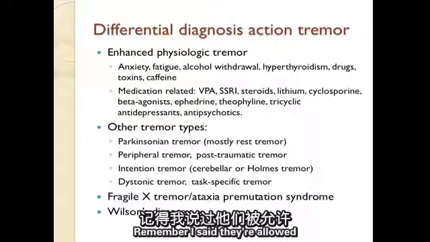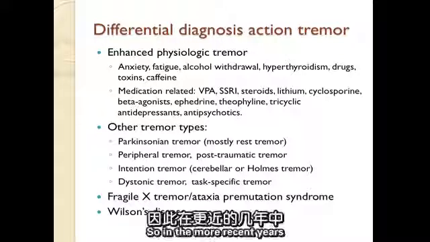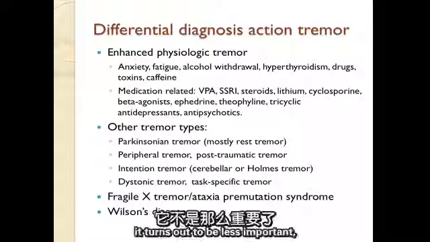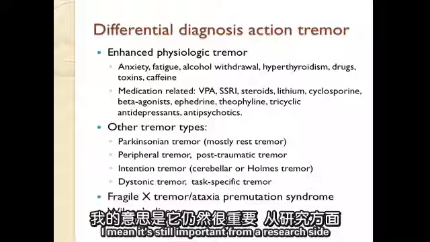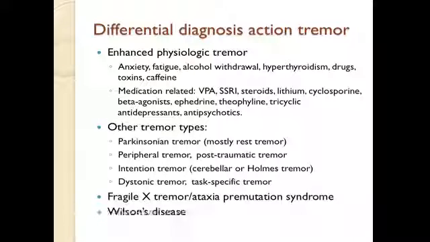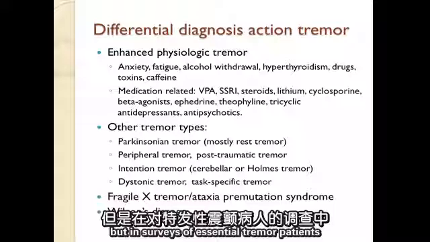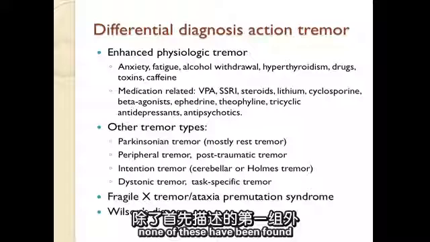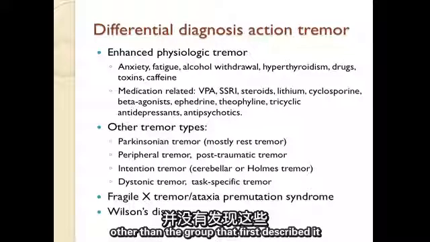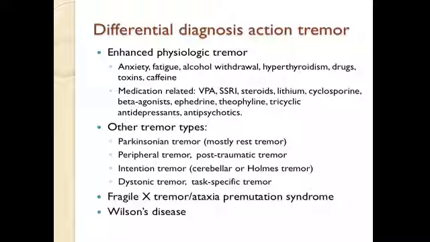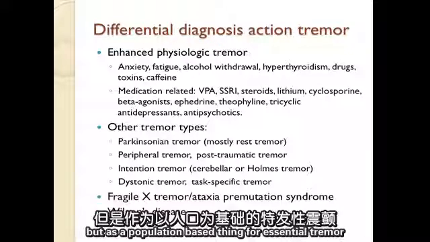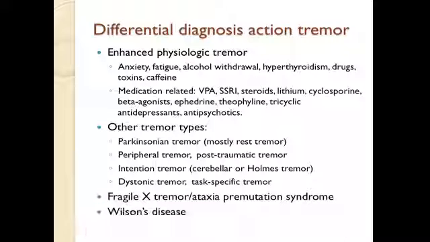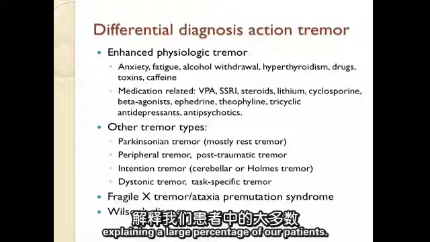Remember I said they were allowed to have some tandem gait problems. So in more recent years, it turns out to be less important. I mean, it's still important from a research side to try to understand why these action tremors occur. But in surveys of essential tremor patients, none of these have been found, other than the group that first described it. So it probably has to do with a bias of the case control study of collecting these cases and having tremor. But as a population-based thing for essential tremor, it does not appear to be explaining a large percentage of our patients.